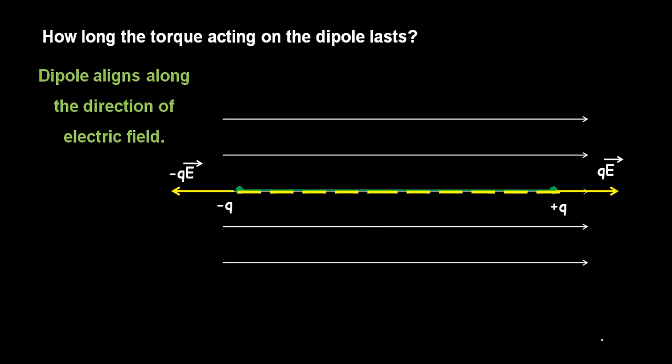But what happens when the dipole is aligned in the direction of the external field? Once the dipole is aligned in the direction of the external field, there is no couple acting on the dipole, though there are two equal and opposite forces. Since their lines of action are coinciding with each other, I can't call them a couple. So the couple stops acting on the body.